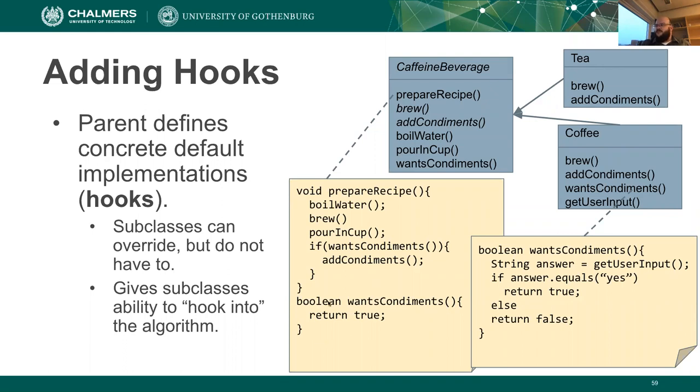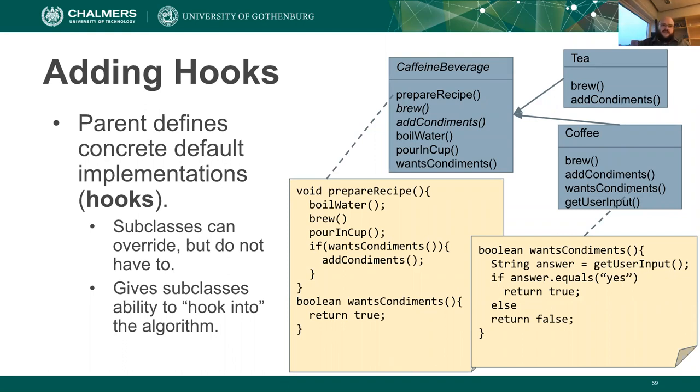The default is true. They absolutely want to have sugar and milk in their coffee, right? So as a default implementation, this returns true. But in the child, we could add a more complicated overridden version of this. Right, and we can maybe get user input, and if they say yes, we're going to return true, and otherwise we'll return false or something else, right? And this gives us a way to create a default implementation. If we create a new beverage, we could say that they always want condiments, and just not worry about overriding this, or we could create a new beverage that does override this in the complicated way.